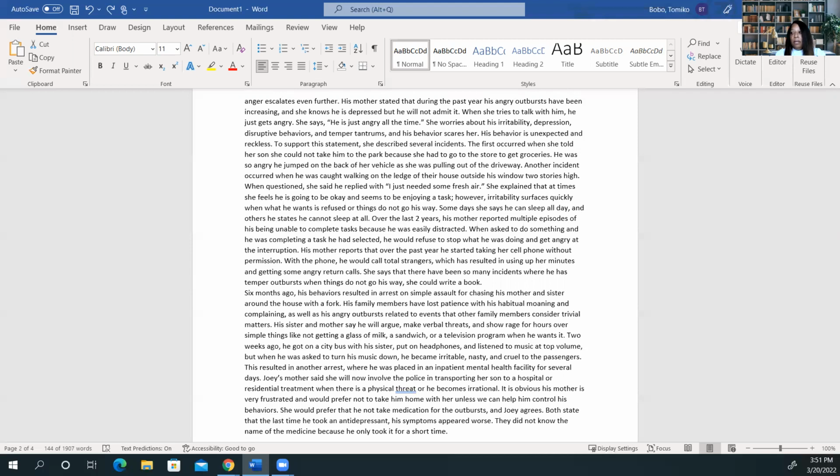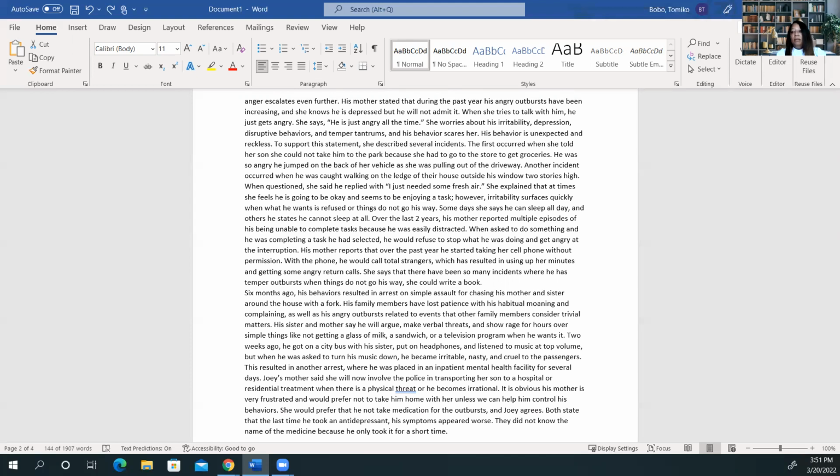She worries about his irritability, depression, disruptive behaviors, and temper tantrums, and his behavior scares her. His behavior is unexpected and reckless. To support this statement, she describes several incidents. The first occurred when she told her son that she could not take him to the park because she had to go to the store to get groceries. He was so angry, he jumped on the back of her vehicle as she was pulling out of the driveway. Another incident occurred when he was caught walking on the ledge of their house outside the window, two stories high. When she questioned him, his reply was, "I just needed some fresh air."